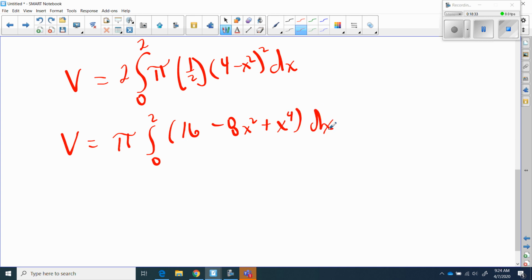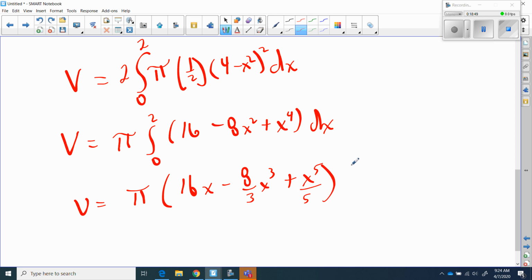Still have our dx. So our volume is going to be pi times the antiderivative, or the integral: 16x minus 8/3 x cubed plus x to the 5th over 5. And we're going to integrate that from 0 to 2. All right, here we go.